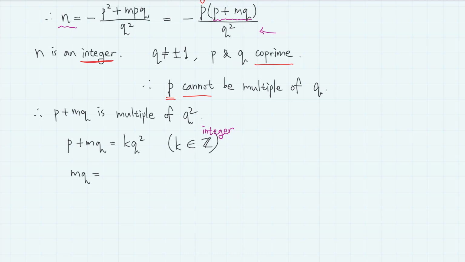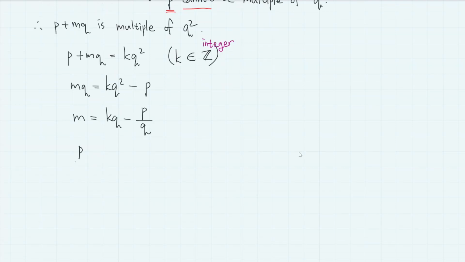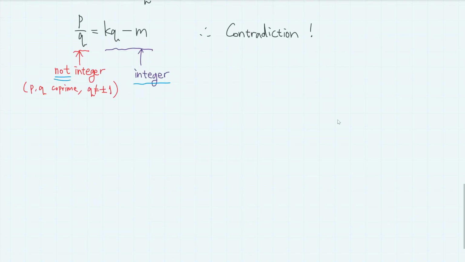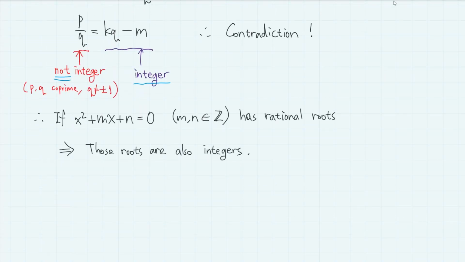Then we have mq equals kq squared minus p, and since q is non-zero, dividing by q gives m equals kq minus p over q. So p over q equals kq minus m. But by our assumption, the left-hand side is not an integer, while the right-hand side is an integer. This is a contradiction. Therefore, we have the conclusion: if the given equation has rational roots, then those roots are integers.